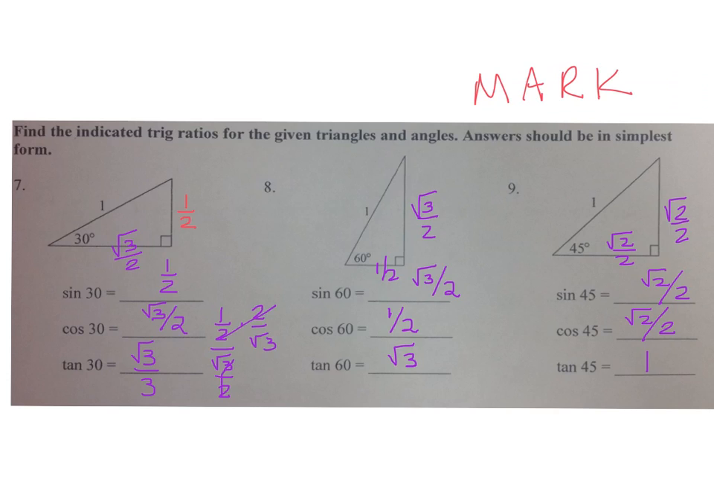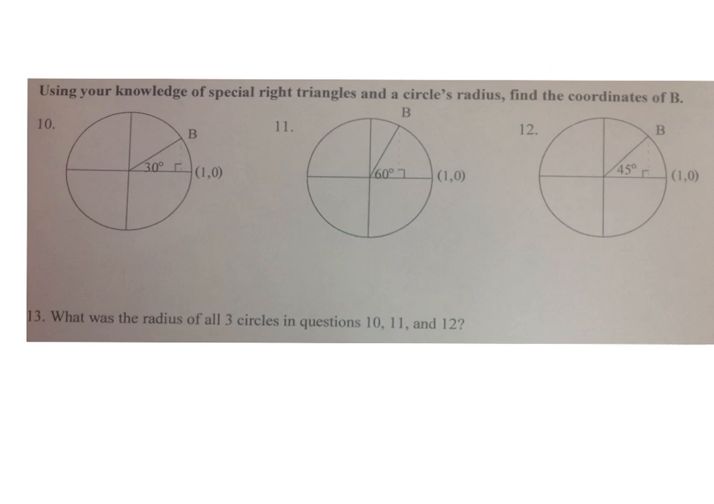Thank you. So now let's just put this on a circle. And using your knowledge of special rights and a circle's radius, find the coordinates of B. So the radius is 1, which means from here to here is 1, which means opposite the 30 is going to be 1/2, which means opposite the 60 is going to be root 3 over 2.